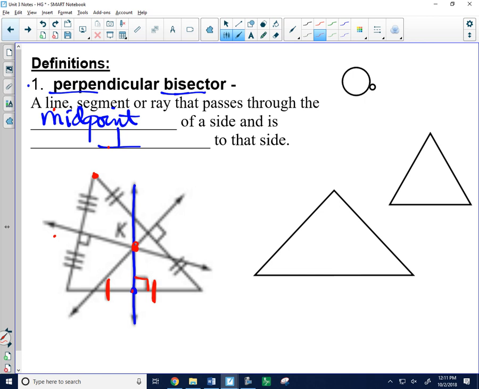I asked earlier, and that's why this is up here: when would the perpendicular bisector go through the vertex? What type of triangle would it have to be? Scalene, obtuse? What type of triangle would it have to be for my perpendicular bisector to go right through the vertex? Emily? Equilateral. Thank you. That one took a second.